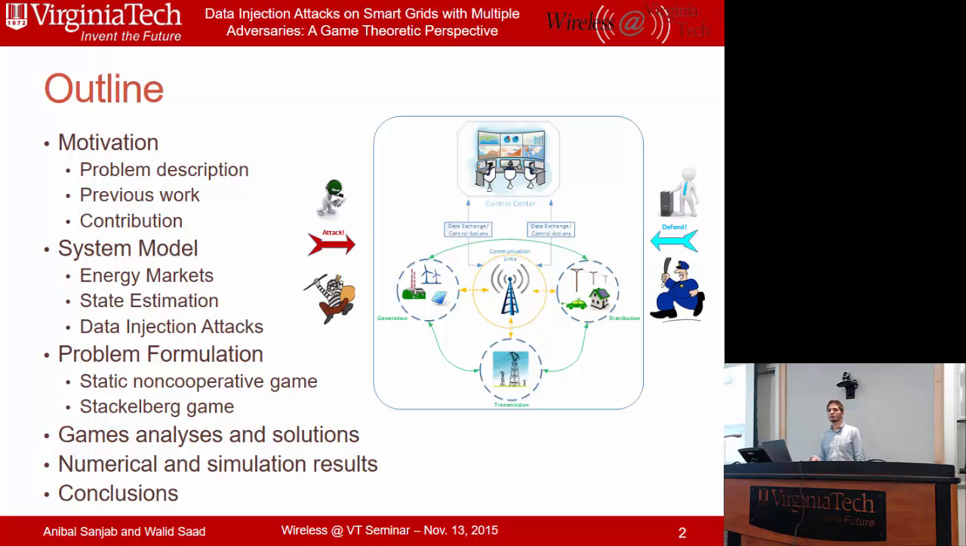After that, we'll go through the problem formulation, where we formulate two games, as we'll explain later on, to model the interaction between the many attackers and defenders in our model. The two games are, the first one, the static noncooperative game, the second one, the Stackelberg game. These will all be explained in detail later on.